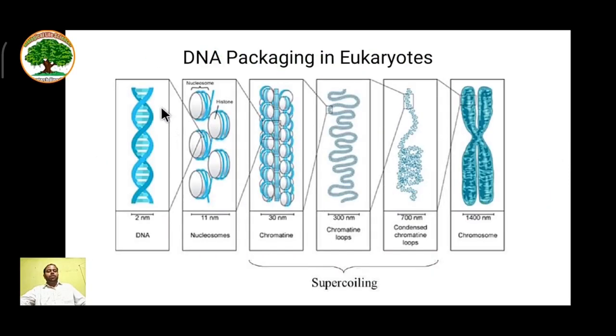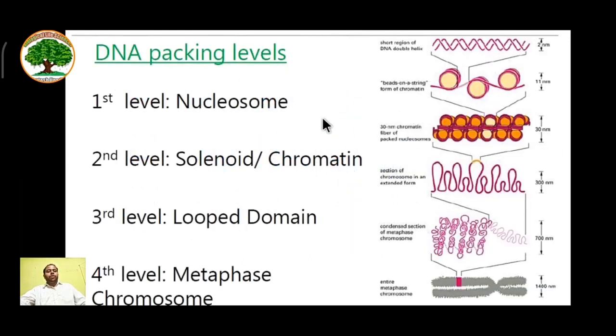We can see here how the DNA packaging is done in eukaryotes. First of all, it is converted into a beads on a string fashion, then it is converted into chromatin material, then it forms a chromatin loop, and then condensed chromatin loops are supercoiled together, and then it forms the chromosome, which is around 400 nanometer in breadth. There are different levels of packaging here. First level is the nucleosomal level, then solenoid level and chromatin level, then looped domains are formed, and then the fourth level is the metaphase chromosome level.